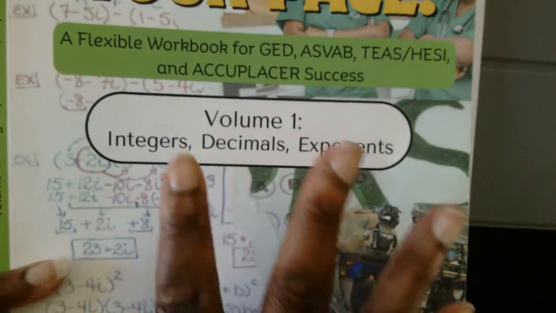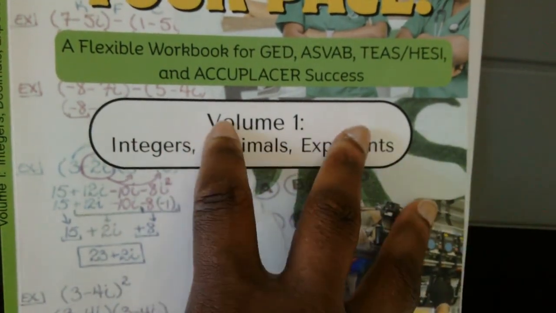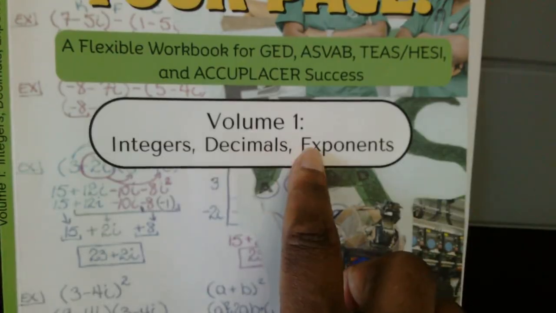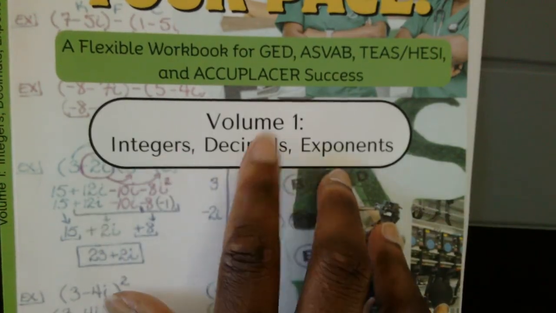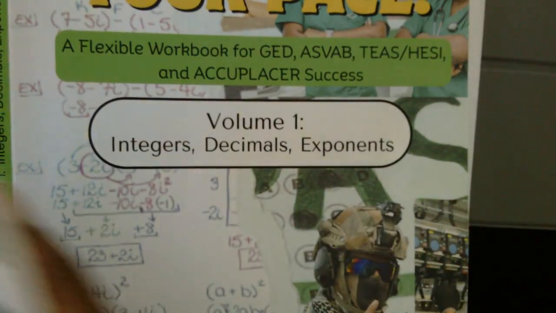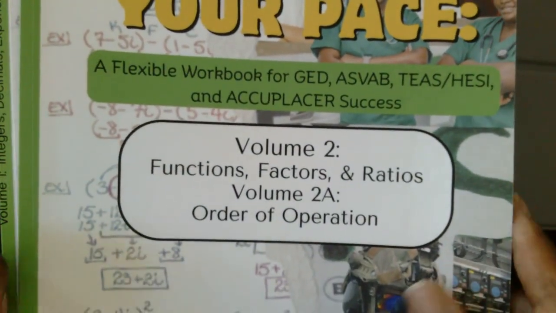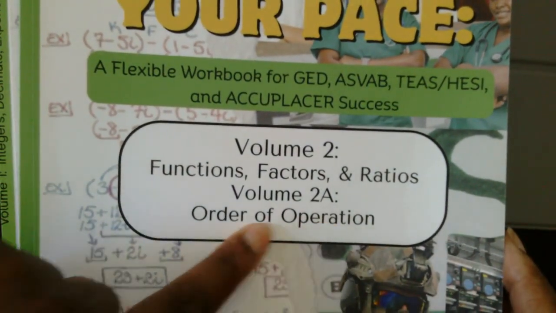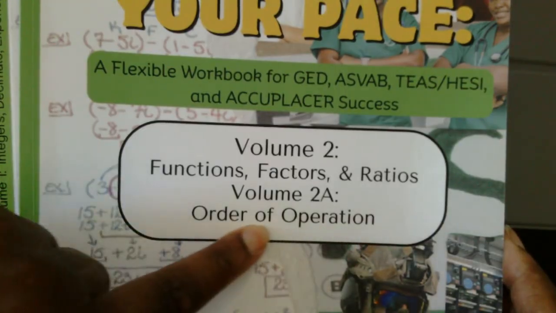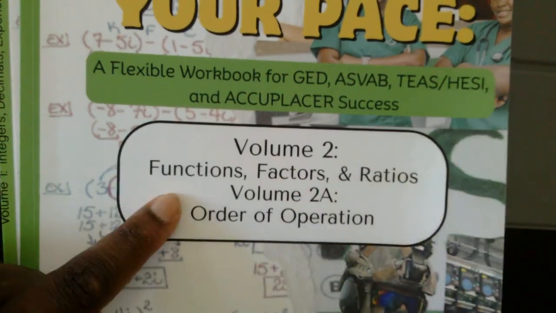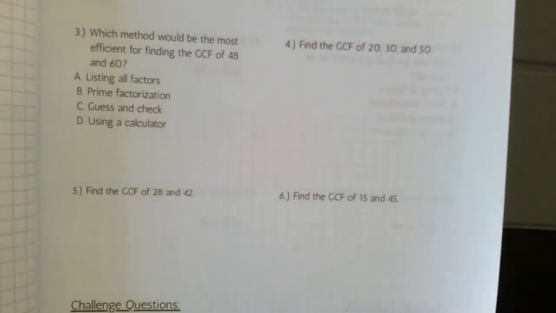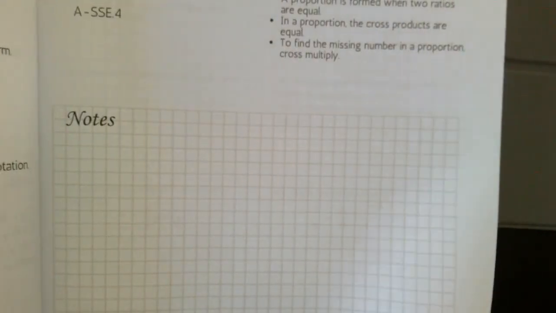Okay. So when you're looking at this, I do have a sale for my ebooks. Okay. Volume 1, which I just basically showed you, has the integers, the decimals, the exponents. But then also volume 2, which deals with order of operations. This is the one that everyone asks questions about. Then you have your ratios, your factors, your fractions. A lot more word problems are in here. Scientific notation is in here.